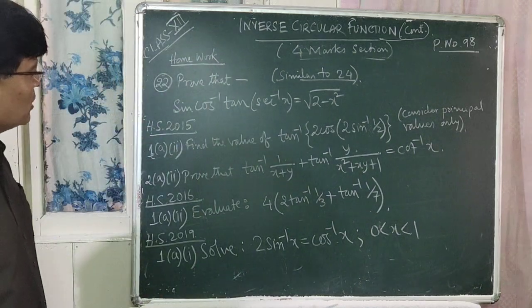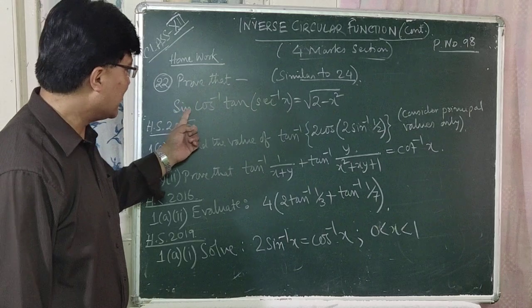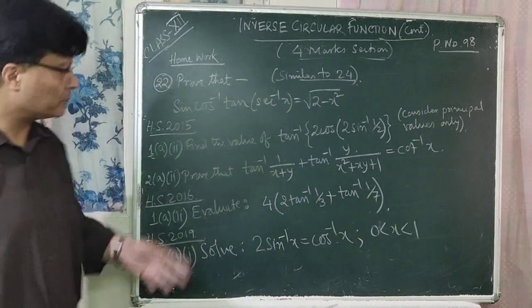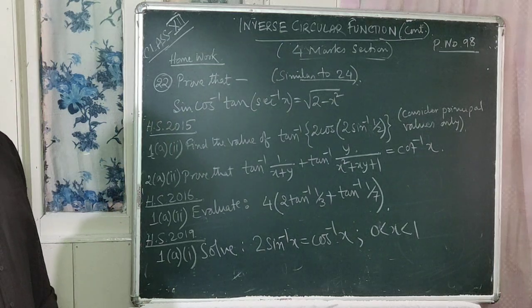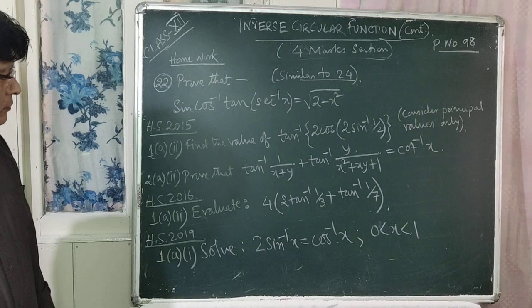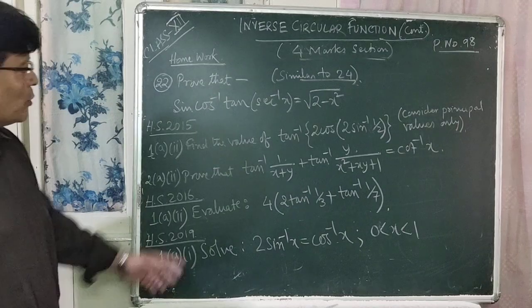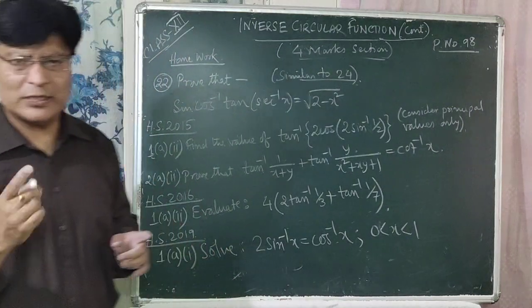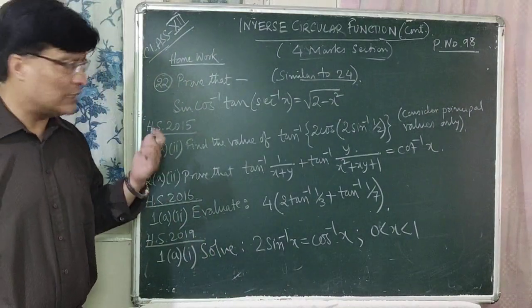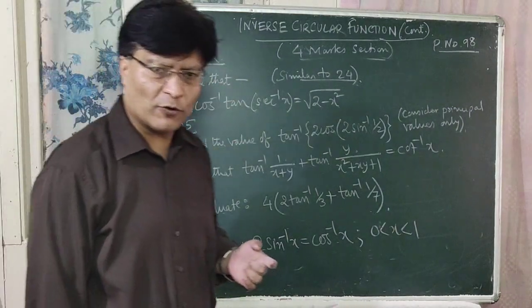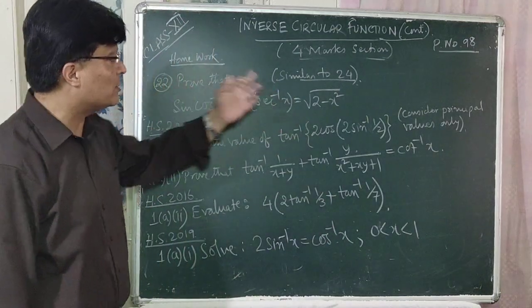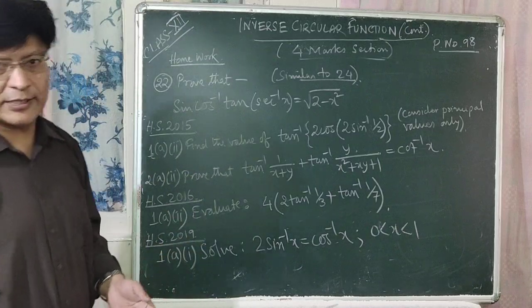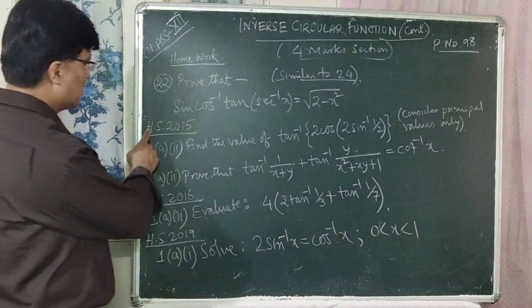So question number 22 is prove that sin cos inverse tan within bracket sec inverse x is equal to square root of 2 minus x square. So I think you can prove it. You prove LHS is equal to RHS. It is similar to question number 24. We did question number 24 here, isn't it? In the class, we did question number 24, and this number 22 is similar to question number 24. And these are the questions from HS, higher secondary, right?